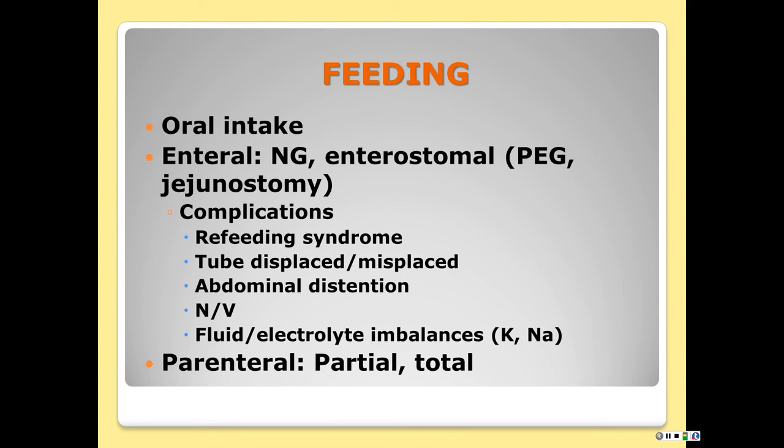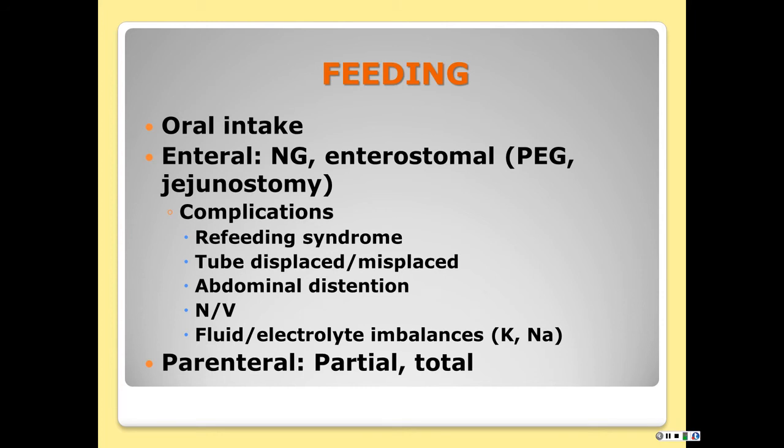If oral intake is not enough to maintain your patient's nutritional status, there are other ways that we can get nutrition to them. One of those that you're aware of is the enteral route. This is either feeding the patient by a nasogastric tube or an enterostomal tube, such as a PEG tube or jejunostomy.